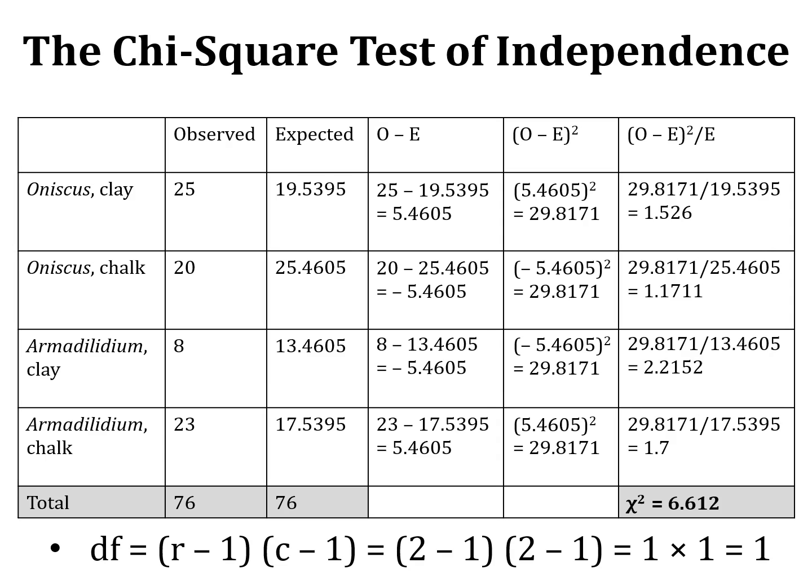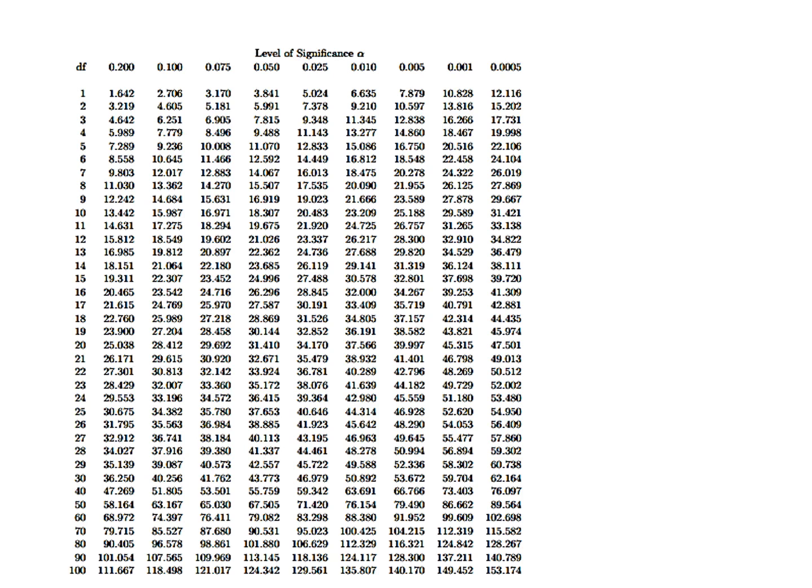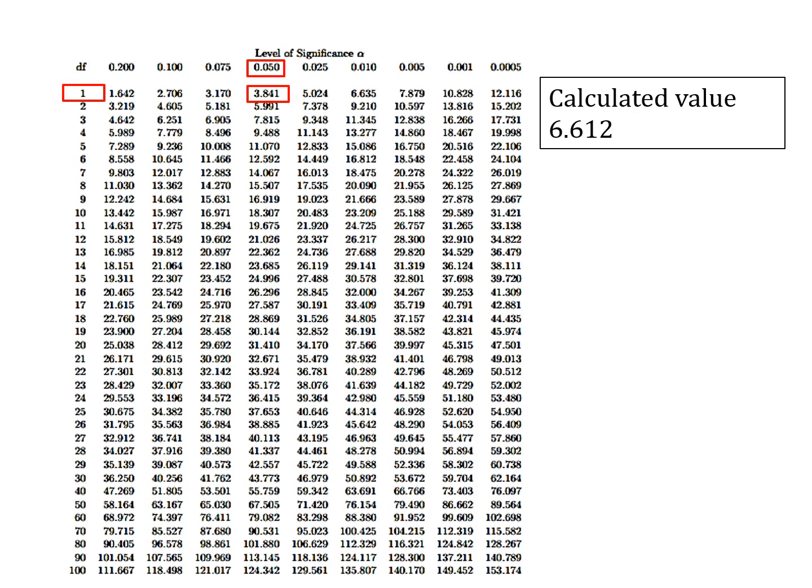So what is our next step? Our next step is to consult the chi-square distribution table for the degree of freedom 1. So what is the first probability level that we are going to check? Obviously it is 0.05, which is the first level of critical probability, and our table value is 3.841. So what was our calculated value of chi-square? This was 6.612. So which one is greater? Obviously our calculated value is greater than the table value.